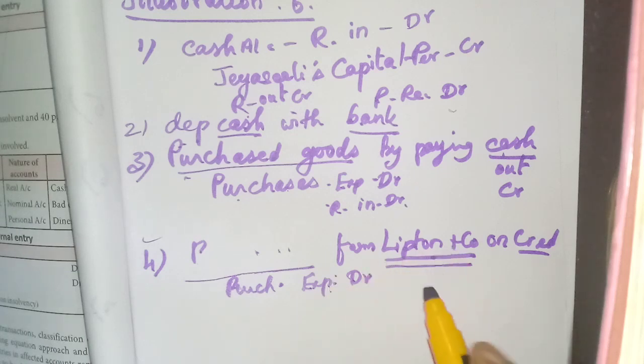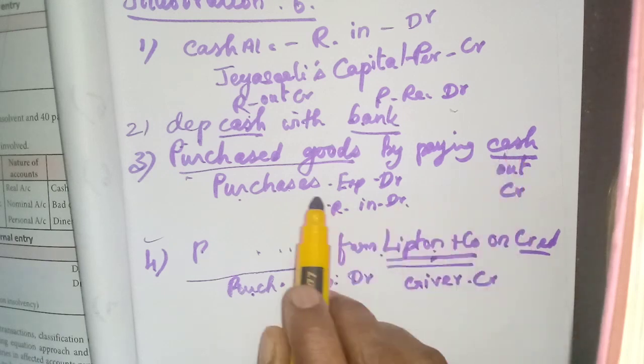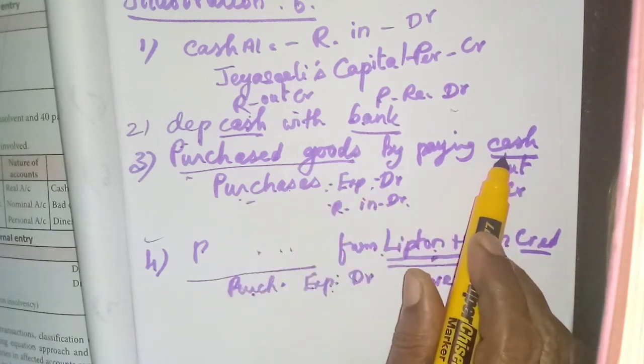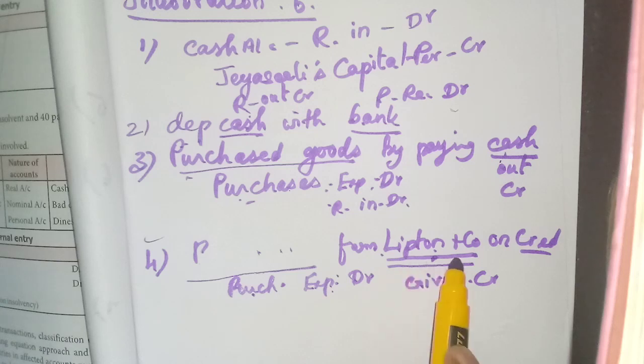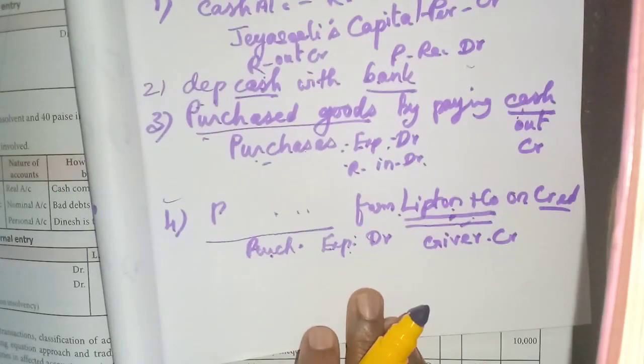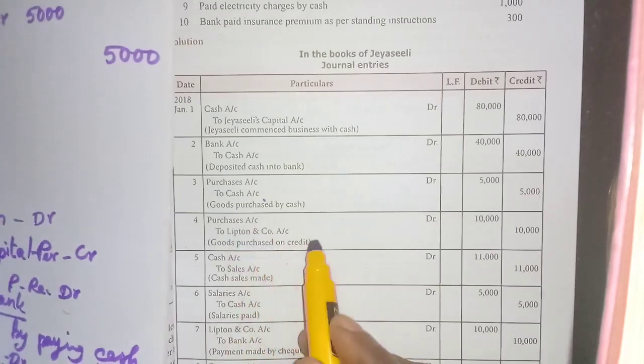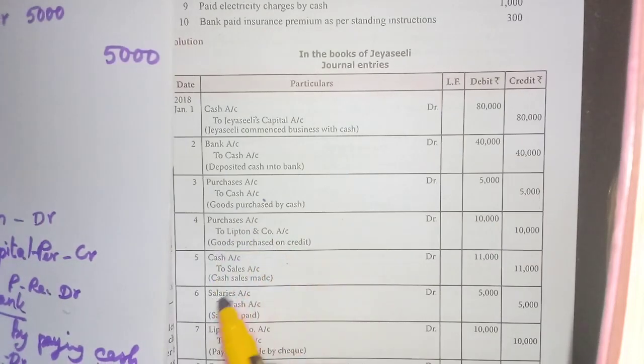Then Lipton and Co is a personal account, credit the giver. He is giving, so we should credit. So purchases account debtor to Lipton and Co account, since it is on credit. For cash, it is purchases account debtor to cash. Instead of cash, we should write the person from whom we are purchasing. That's all. So purchases account debtor to Lipton and Co account, goods purchased on credit.